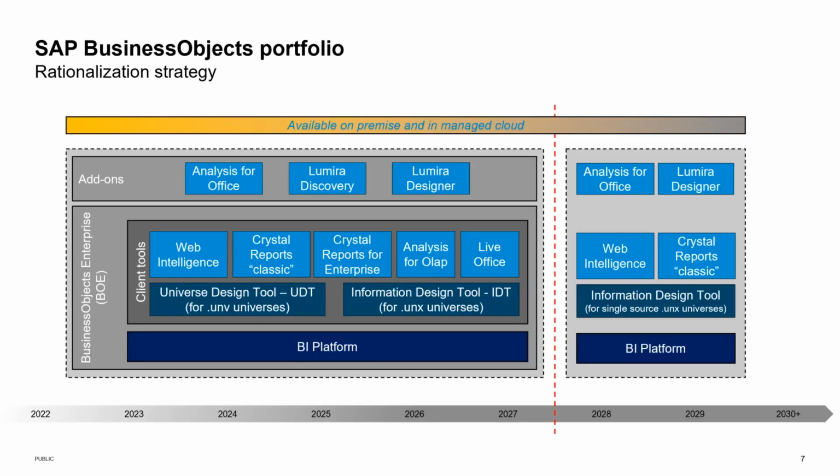And so that's kind of what it looks like. So on the left-hand side is where we are today. And on the right-hand side is where we will go with the 2025 release. So we'll still have Webby, we still have Crystal Classic, Analysis for Office, and Lumira Designer. But the rest will kind of go into end of maintenance mode.